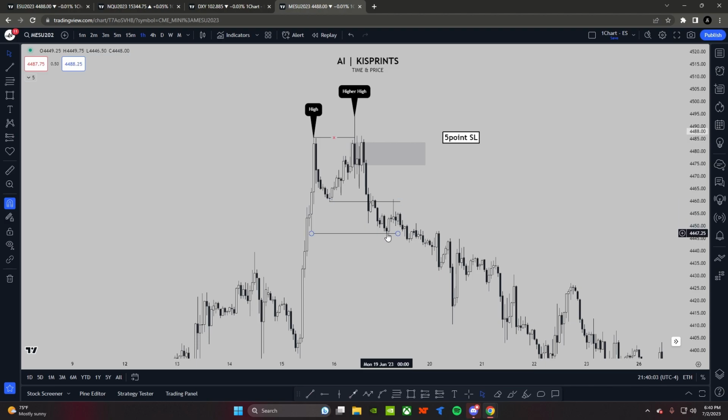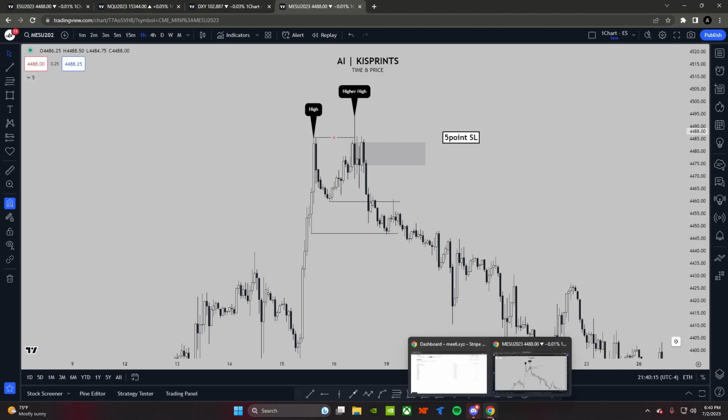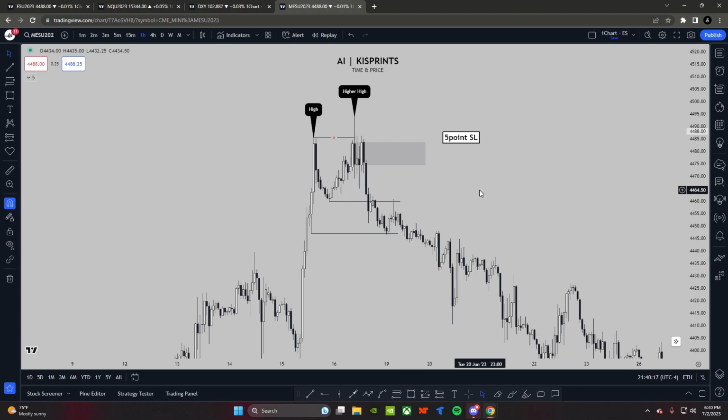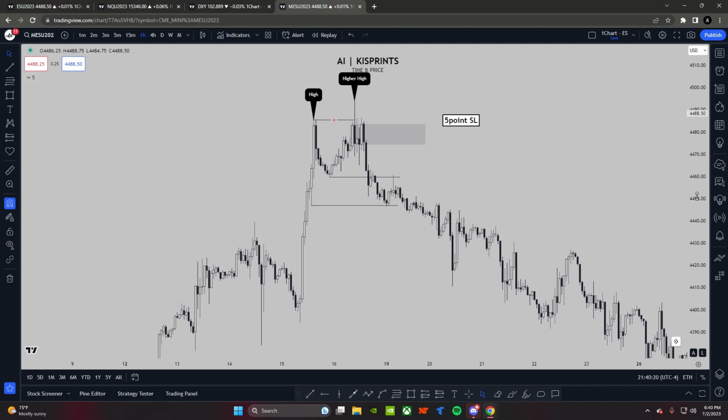With time, you will eventually come to the realization that, okay, I'll take partials at 5 points and leave the rest of my runners to my second profit target. And that's the beauty of partials. We've talked about partials, and you can catch crazy, crazy moves with partials.